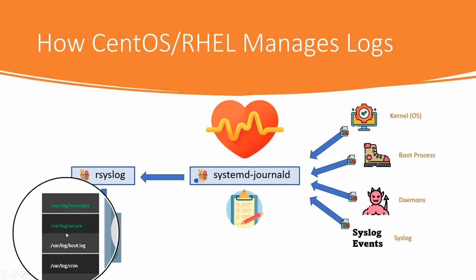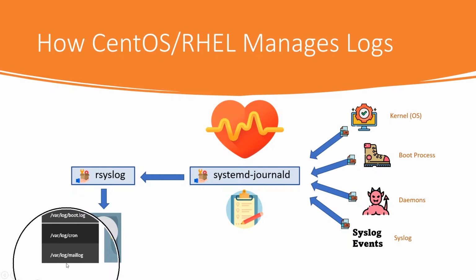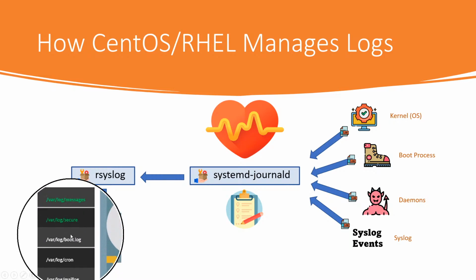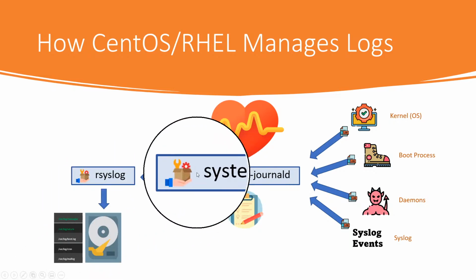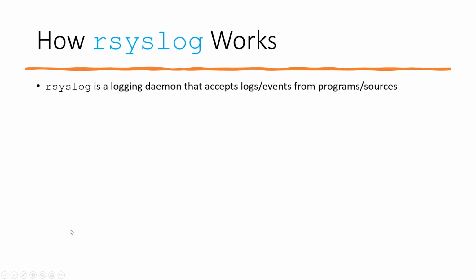How does it know which one to put in var log messages or var log secure or boot log or the cron or the mail log? How does it know which event to put into which one? So the way it does that is it sorts everything using a facility, and we'll talk about that, and a priority.